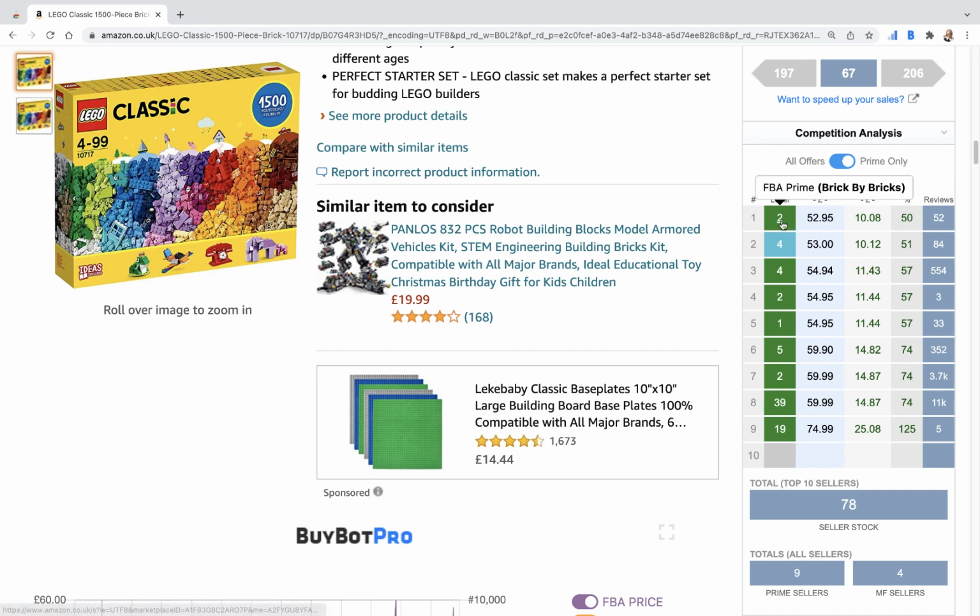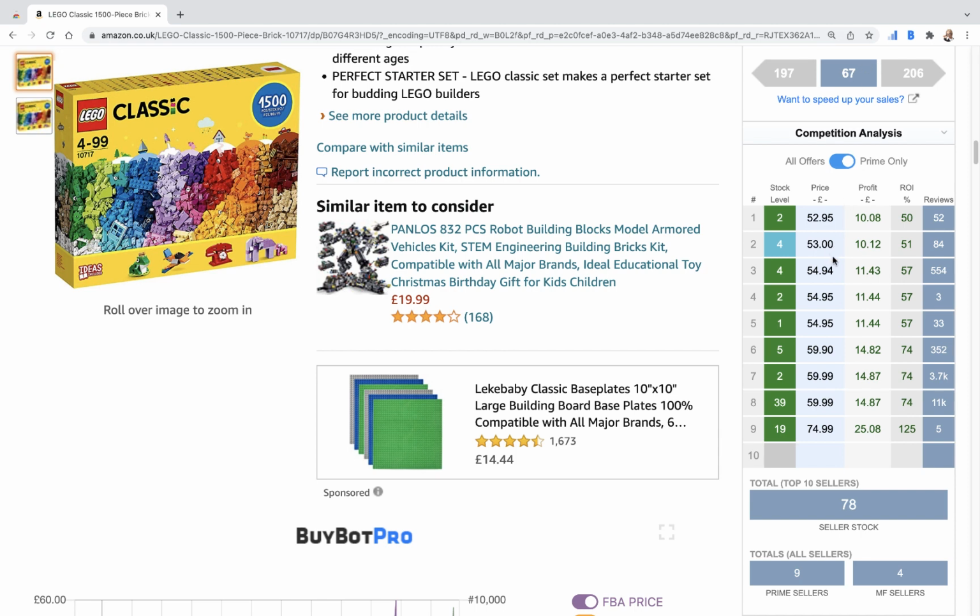So as you can see, there's one here with 2 in stock, one with 4 in stock, 4 in stock, 2 in stock, 1 in stock. So there's only a few in stock there, but it's selling 67 a month. So this would be a great product in terms of just checking out the competition. So just from a competition point of view and a competition versus sales point of view, this would be a great product because you've only got really 5 sellers that are particularly any competition to you, and they don't have that much in stock when you compare it to the sales.